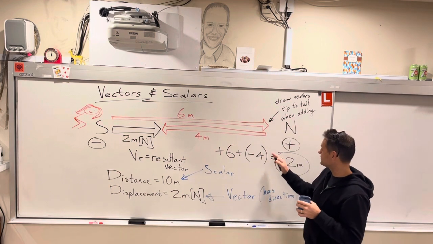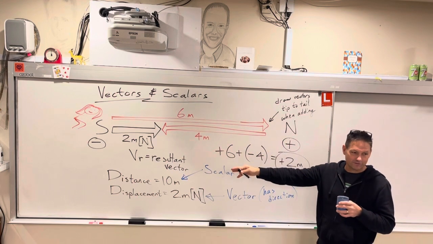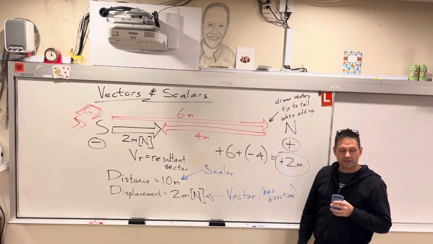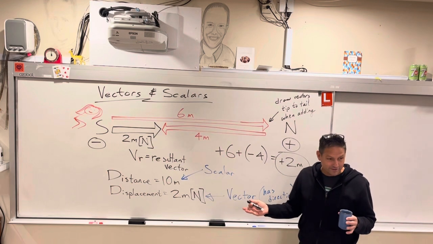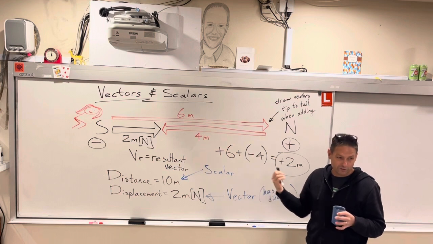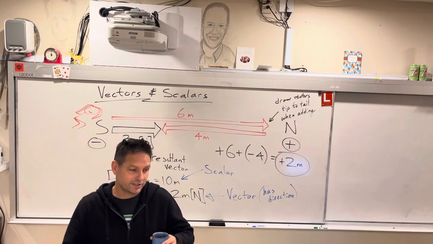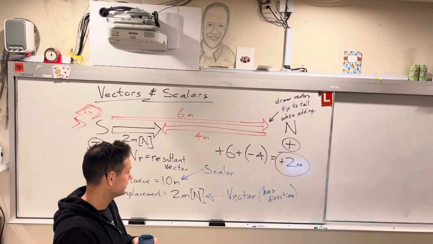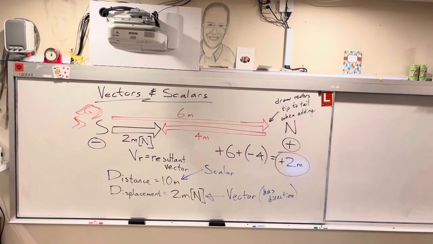And if you made this negative, if north was negative and south was positive, what would the answer be then? It would be negative 2, which would be fine, right? Because negative would be north. It's still 2 meters north. So you can decide what's positive and negative. You just have to keep it the same throughout your problem. Okay, that was an introduction to vectors. I'm going to leave it there for now.